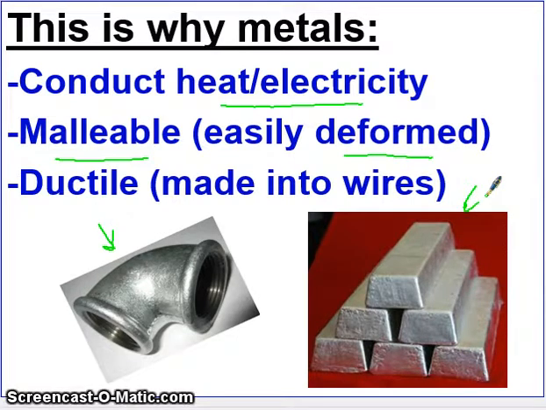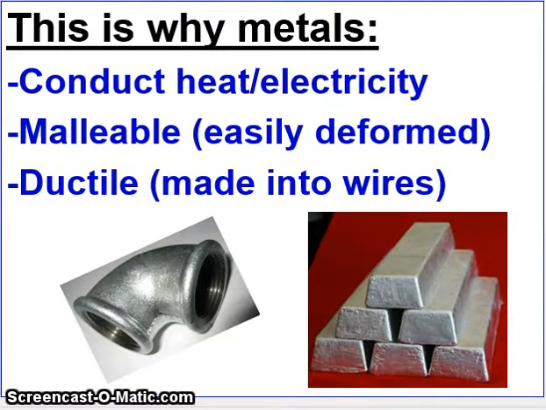Now, some metals aren't that soft, but if you heat them up, they're easily deformed. They're also ductile, which means they can be made into wire. So copper wiring is used in electronic devices and so forth. So that's why metals can be shaped so easily. Electrons can be anywhere they want, and atoms don't really belong to each other, if you would.